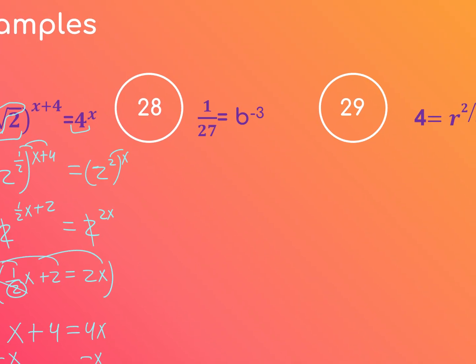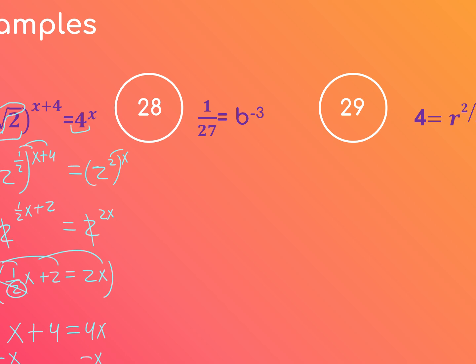All right, now something like number 28. This one's a little bit different because now we're looking for the base. I'm not looking for the exponent. We already know the exponent. I'm looking for the base, b, right? So what we can do is we can still do the same thing that we've done before, try to get one side to look like the other.